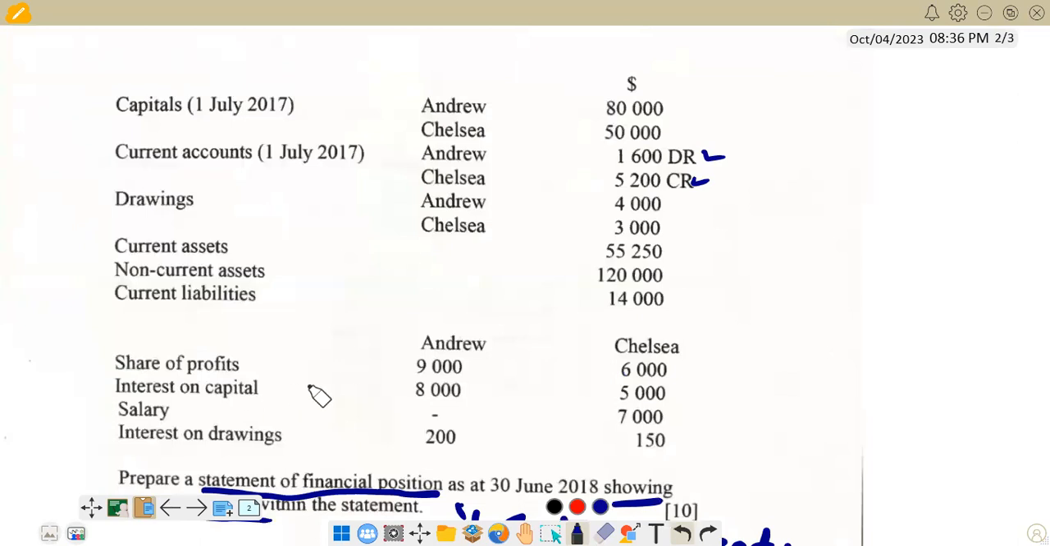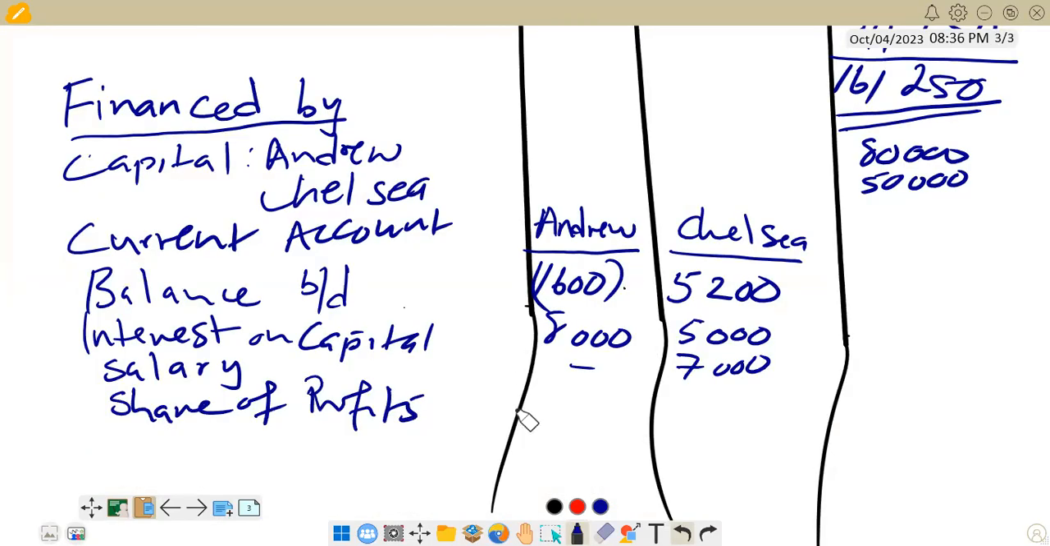So if you come here, share of profits, we've got Andrew 9,000, Chelsea 6,000. So these are the items that we are going to enter there, 9,000 and 6,000. For Andrew, the share of profits is 9,000, so you have 9,000 here. And then if you go to Chelsea, it's 6,000. Right. So these are the entries that we have there.